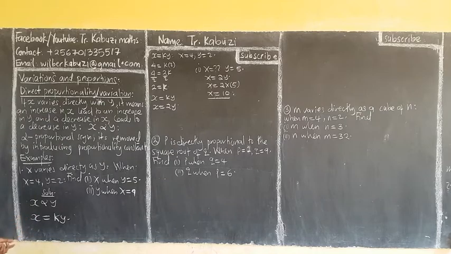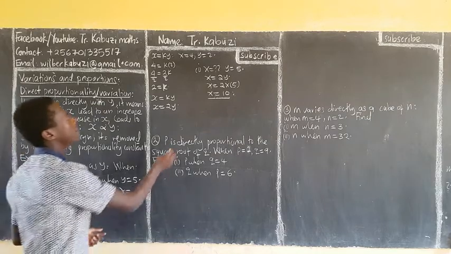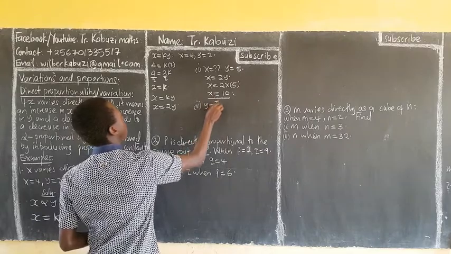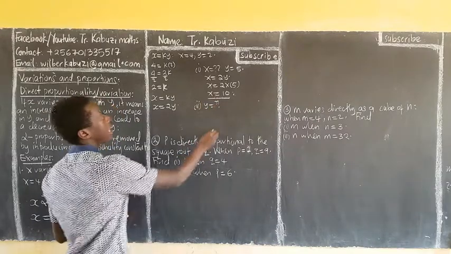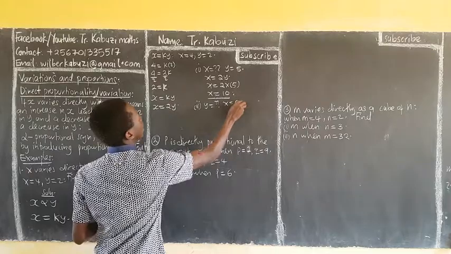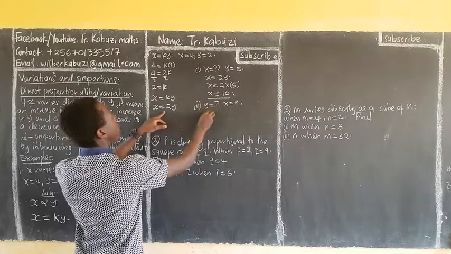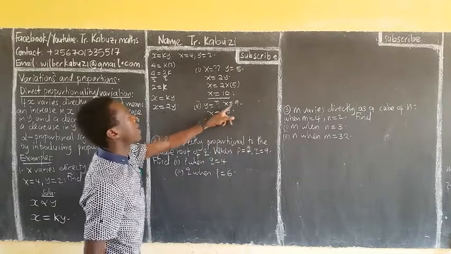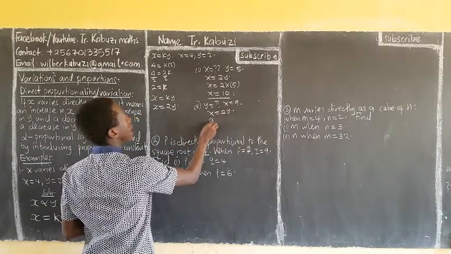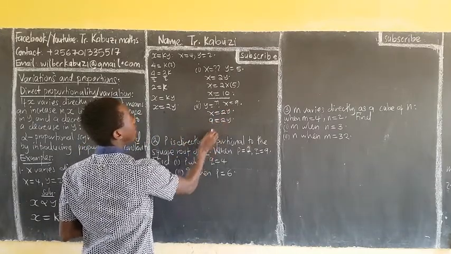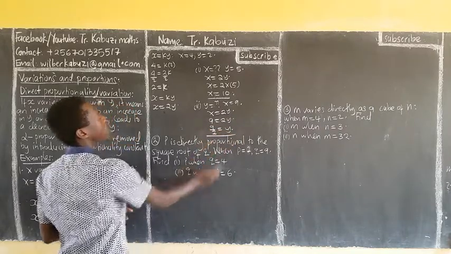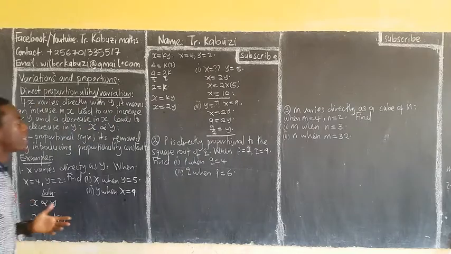As simple as that. When you come now to number 2, they want the value of y when x is 9. So you use the formula x equal to 2y. My x is 9, so 9 will be 2y, so that 9 over 2 will be equal to y. As simple as that. So that's how we handle that.